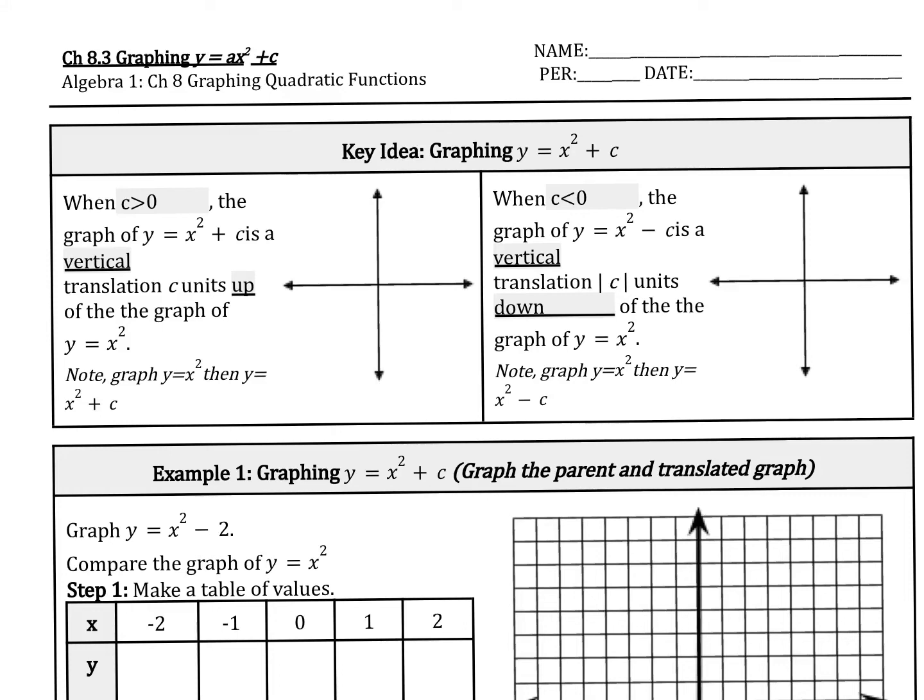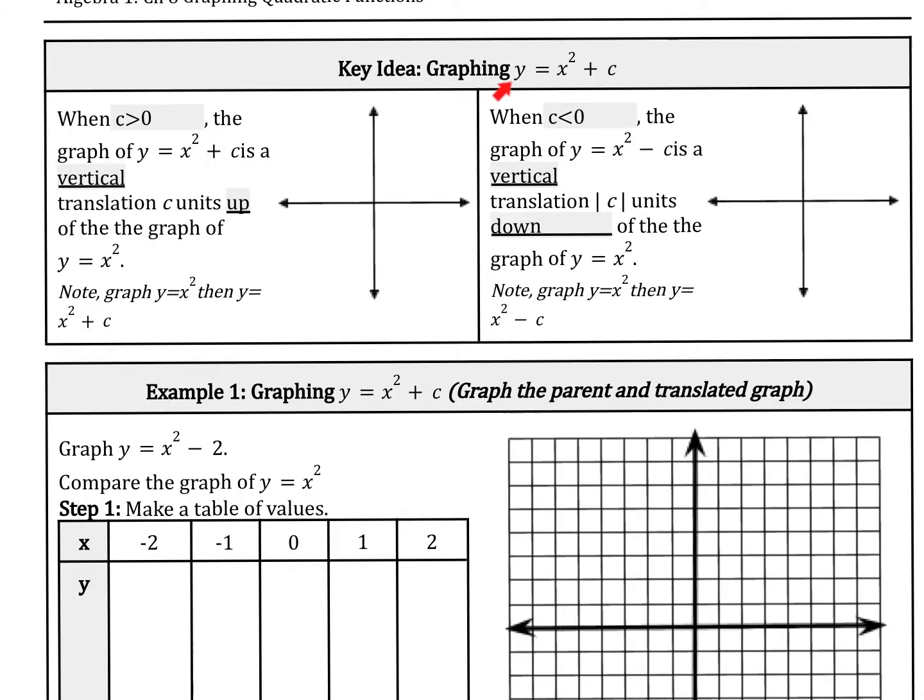Chapter 8.3, graphing y equals ax squared plus c, where you have this c outside of the function. This c means that you're going to translate the graph, whatever the graph is, up or down c units.